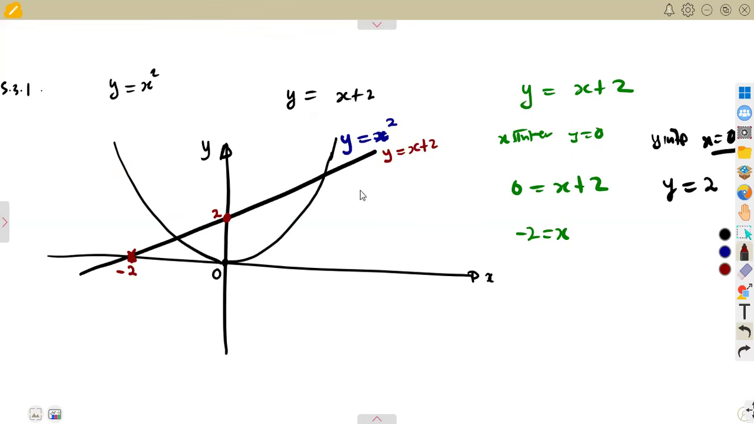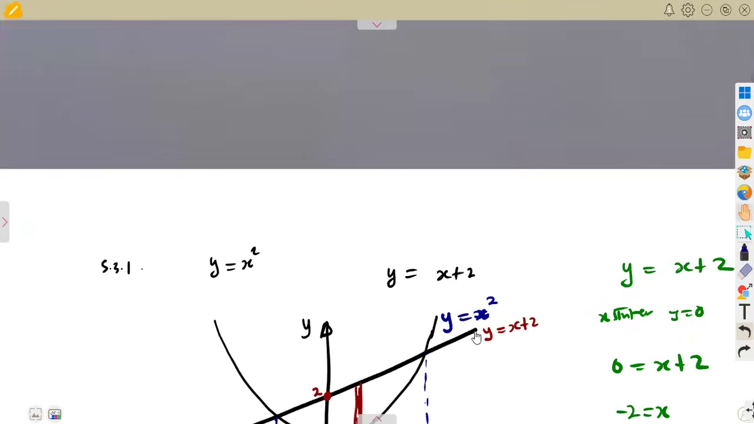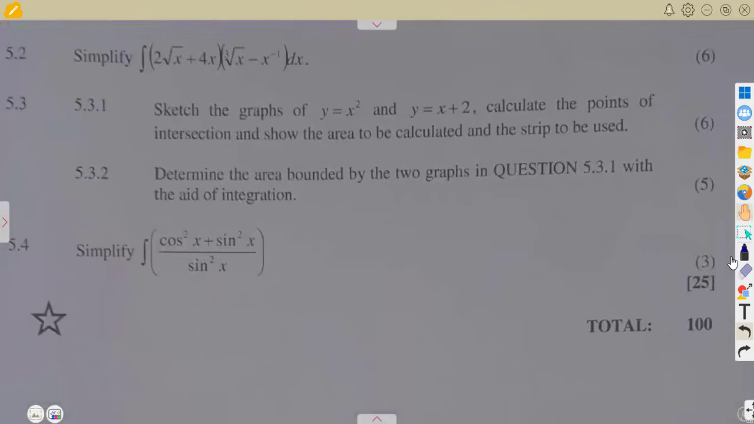So that is how you're going to draw or sketch these graphs. Then you indicate your representative strip. That is the one you're going to use to calculate the area enclosed, because you need the limits, and the limits will be the x values. We are going to need the x value here, and also the x value at this point. That is why you are given to calculate the points of intersection from these curves.